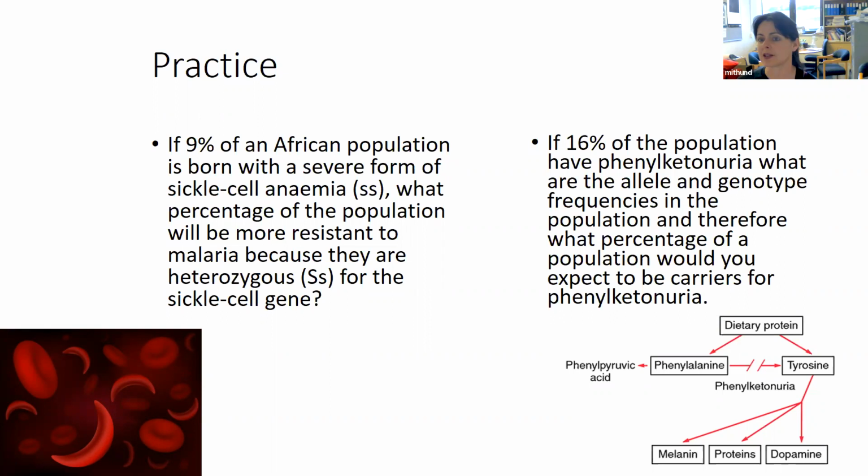So for the phenylketonuria one, it's the same kind of principle. Again, I've picked a number that's easy to square root because I can't square root hard numbers. It's the same kind of thing.